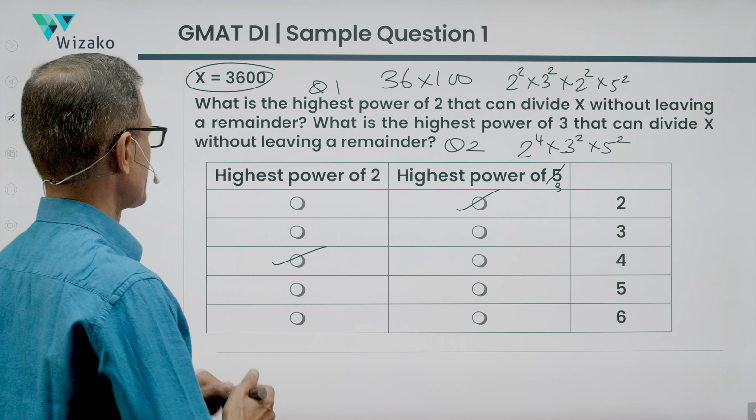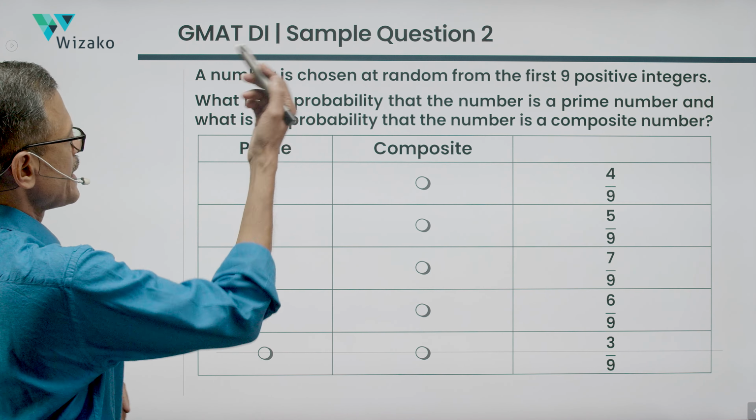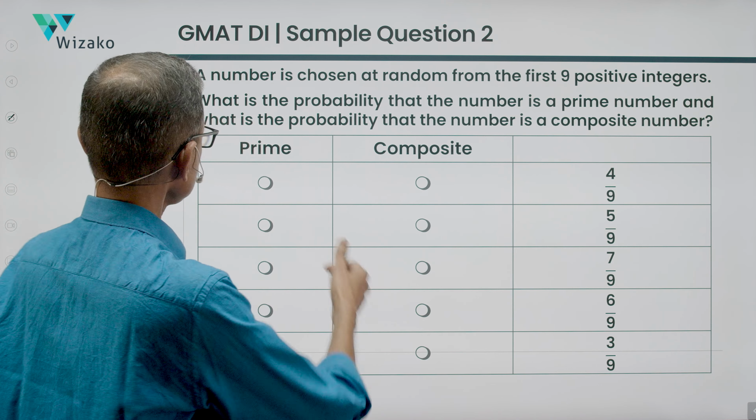We'll look at one more example. Again, a quant flavored one. This time we're picking something from probability.